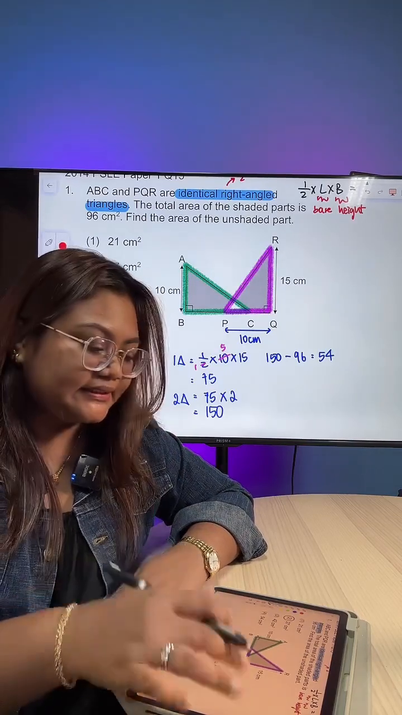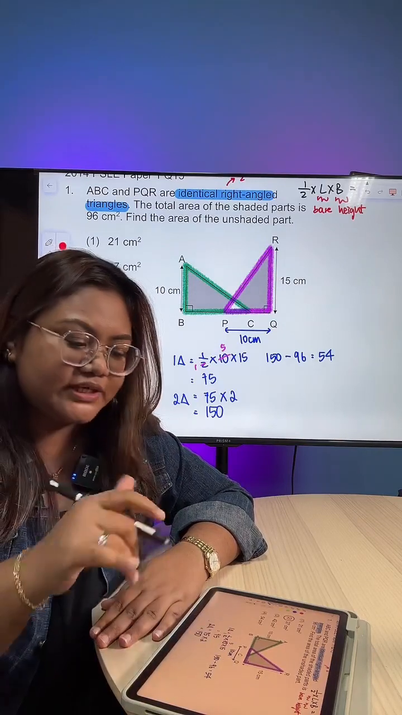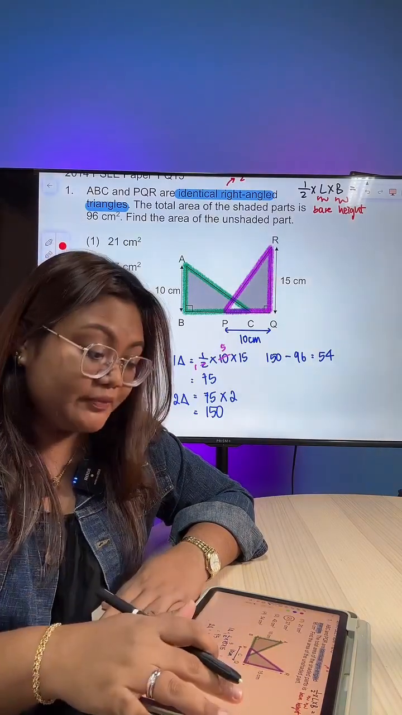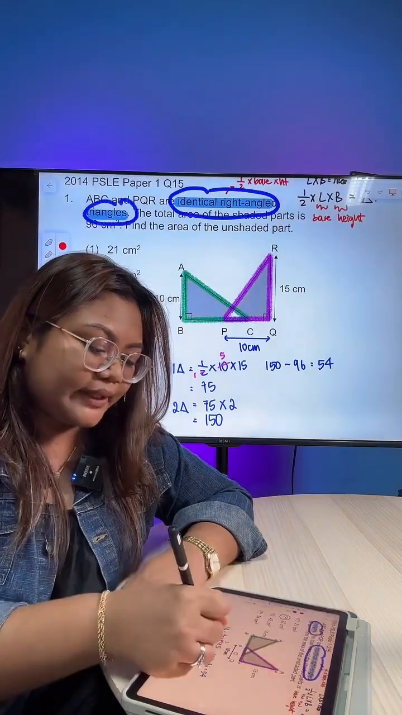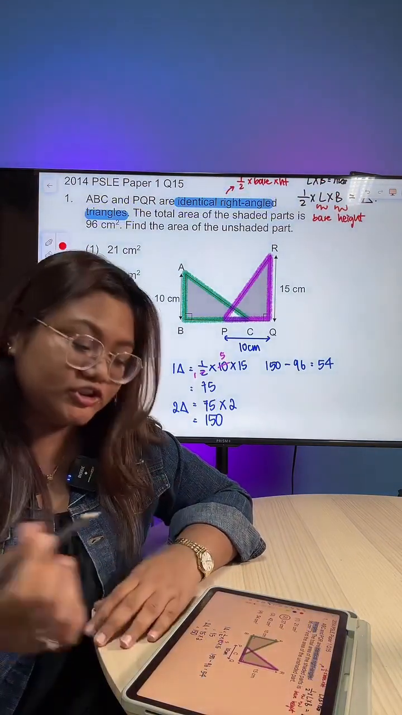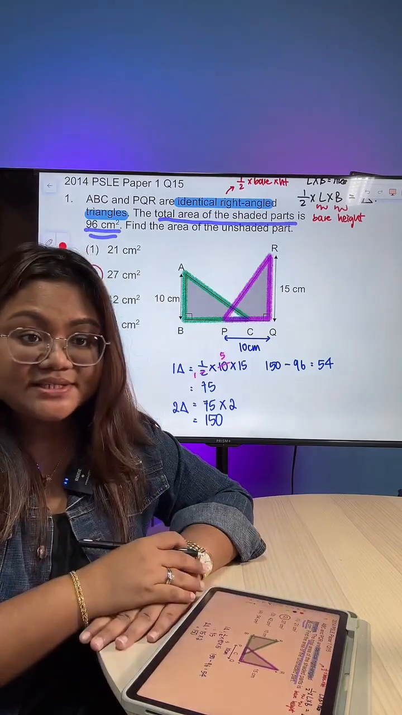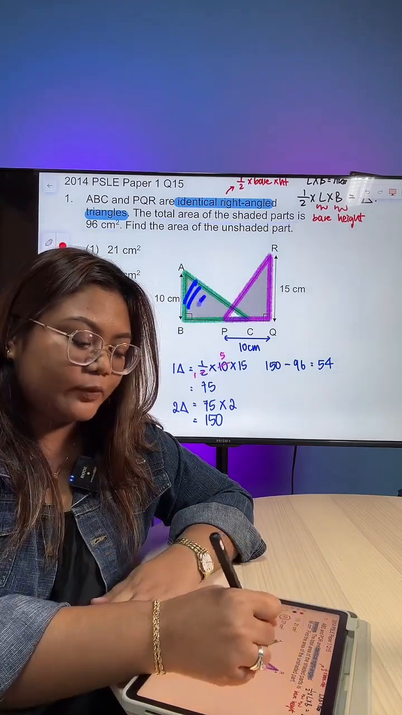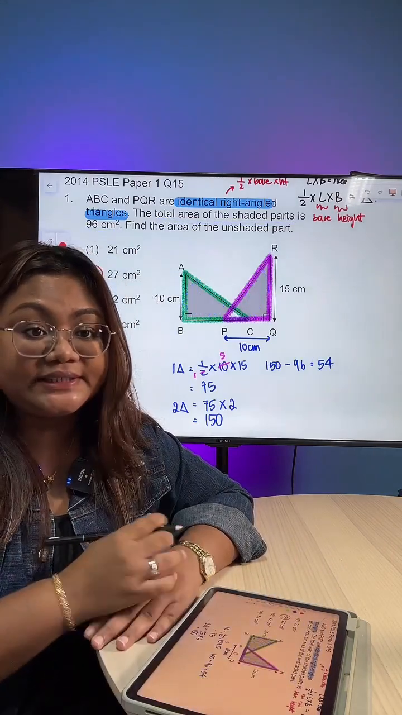Alright. 96. Guys, let's read the question. You are not reading the question, hence you are very confused. Remember to read the question. Identical right-angled triangles. That's why times 2. 96 comes from where? From the question. The total area of the shaded parts is 96. Hence we take away 96. That leaves us with 54. Got it?